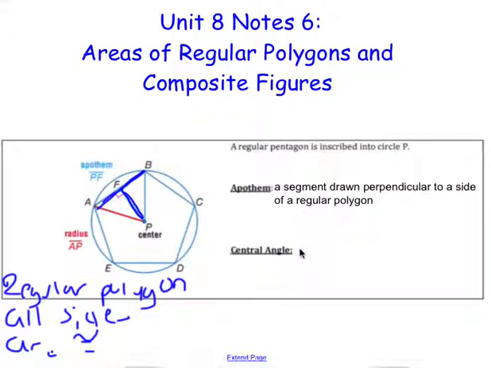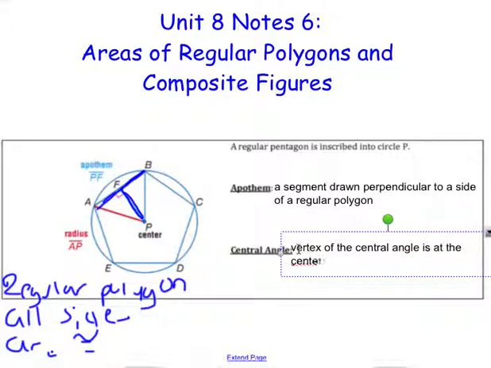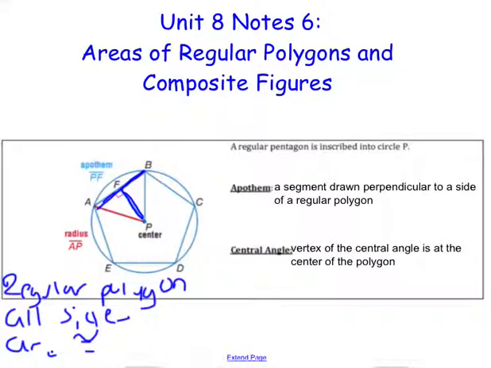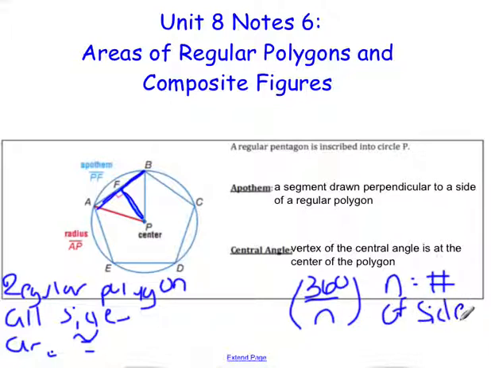So then what is the central angle? We talked about central angles when we talked about circles, so it's going to be pretty similar. The vertex of the central angle is at the center of the polygon. That's the same definition as a circle. If we want to find the degree of the central angle, all we have to do is take 360 and divide it by n, where n is our number of sides.